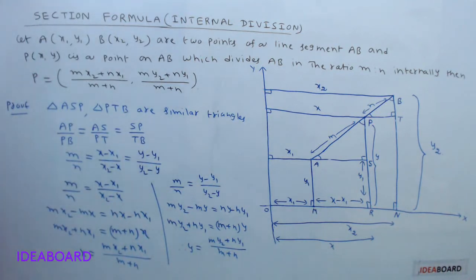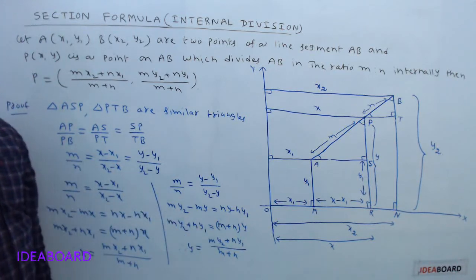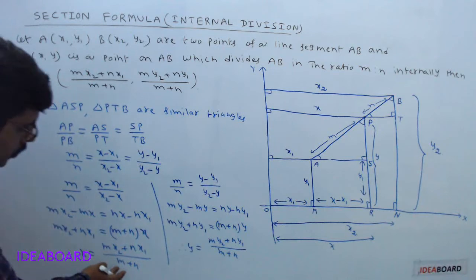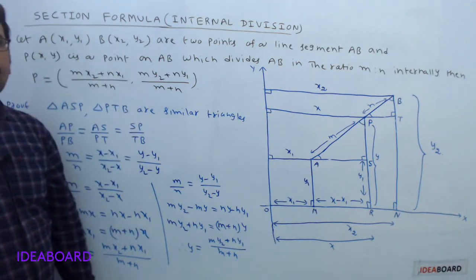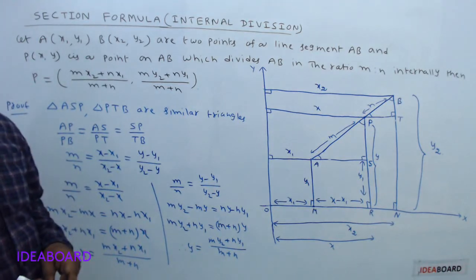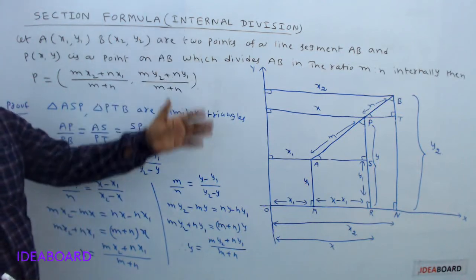So x value is mx2 plus nx1 by m plus n, y value is my2 plus ny1 divided by m plus n. If you substitute these x and y values in your point P, therefore the P point coordinates will be: in place of x, you can write mx2 plus nx1 by m plus n, in place of y, my2 plus ny1 divided by m plus n. Now this is the proof of the internal division formula.